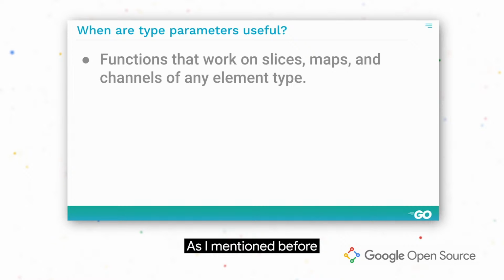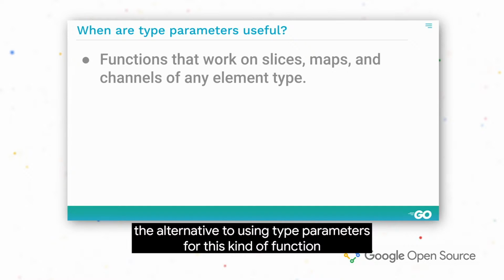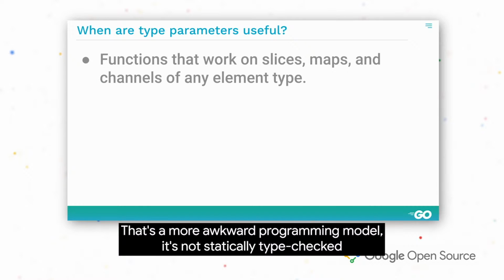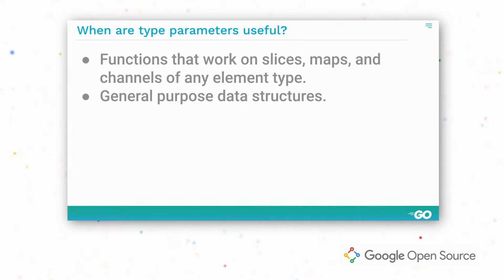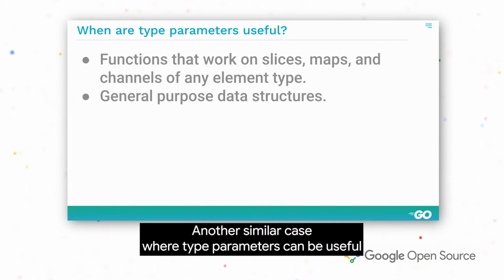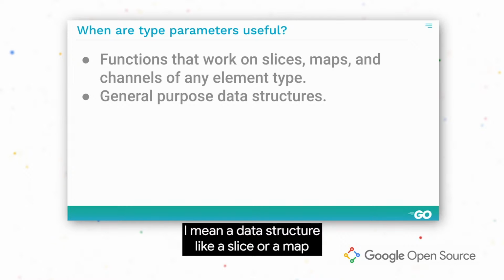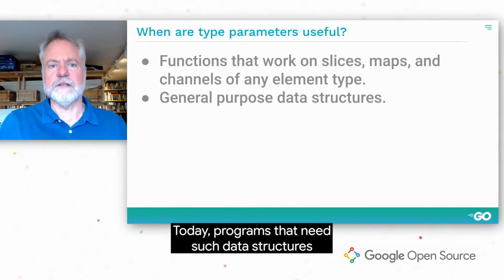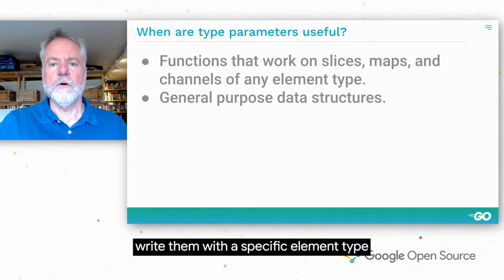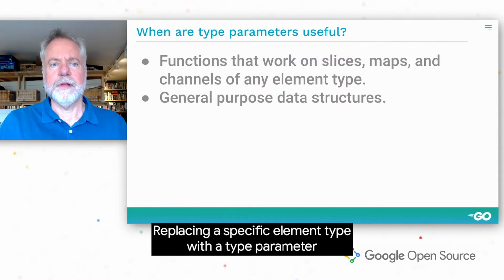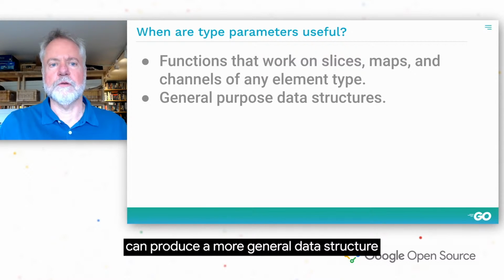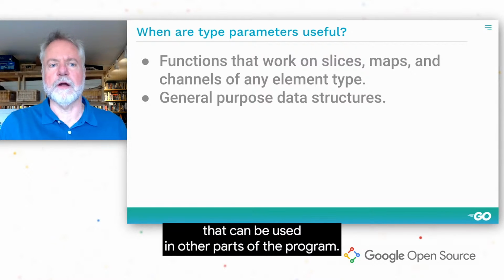As I mentioned before, the alternative to using type parameters for this kind of function is typically to use reflection. But that's a more awkward programming model, it's not statically type-checked, and it's often slower as well. Another similar case where type parameters can be useful is for general-purpose data structures. By general-purpose data structures, I mean a data structure like a slice or a map, but one that's not built into the language. For example, a linked list or a binary tree. Today, programs that need such data structures write them with a specific element type, or they use an interface type. Replacing a specific element type with a type parameter can produce a more general data structure that can be used in other parts of the program.